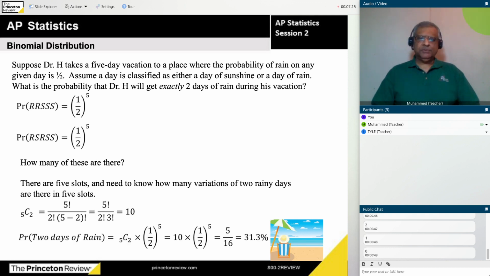So I know that there are 10 ways where I can get 2 rainy days given a 5-day period. So now it becomes pretty easy, right? So basically you look at your combination 5, 2 times 1/2 to the 5th power, which gives you 5/16 or 31 1/3%. Okay, so fairly simple problem. I would imagine, right? Fairly simple for the kind of work that you will be doing.